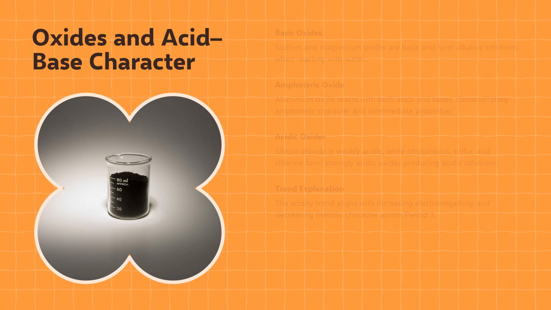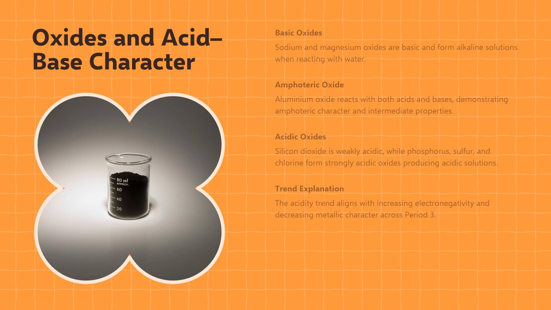The nature of period 3 oxides changes from basic to acidic across the period, reflecting the transition from metallic to nonmetallic character. Sodium oxide and magnesium oxide are basic and react with water to form alkaline solutions. Aluminium oxide is amphoteric, reacting with both acids and bases, which reflects aluminium's intermediate character. Silicon dioxide is weakly acidic, while phosphorus, sulfur, and chlorine form acidic oxides that produce acidic solutions in water. This trend is closely linked to increasing electronegativity and decreasing metallic character across the period.